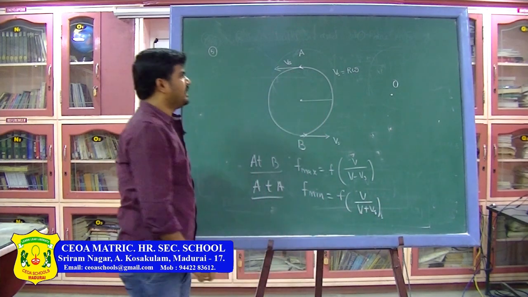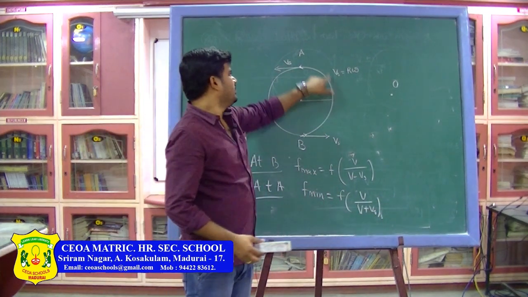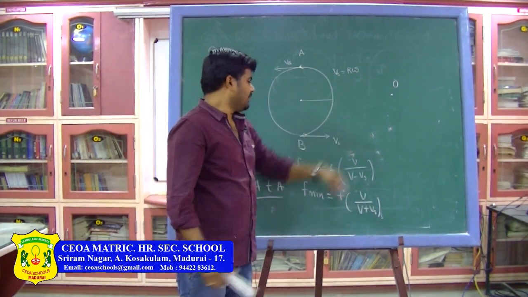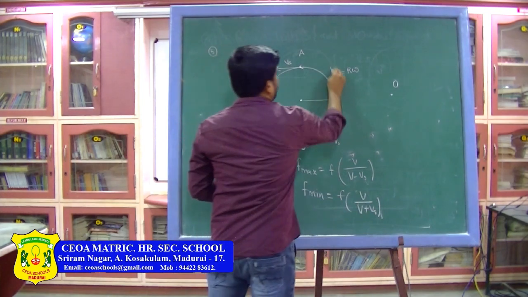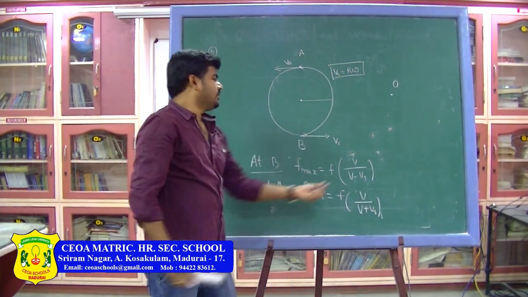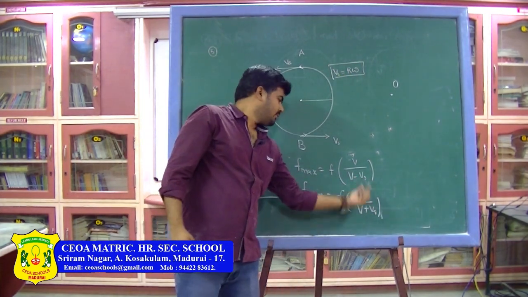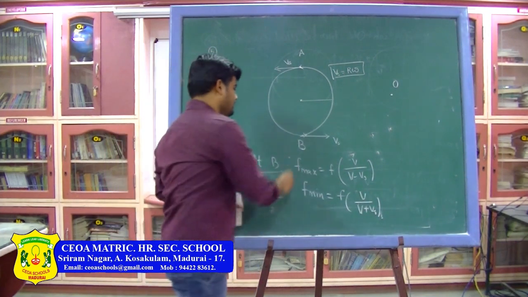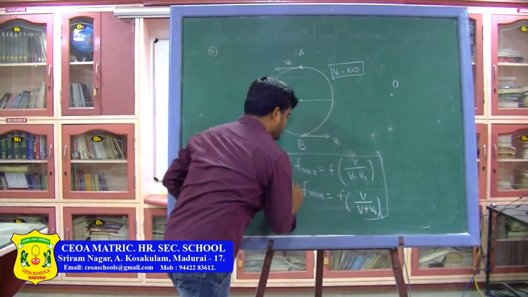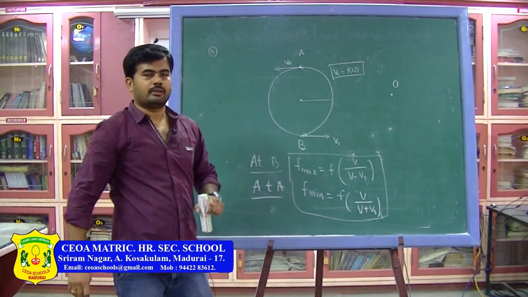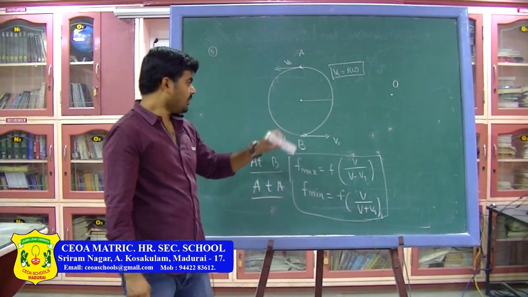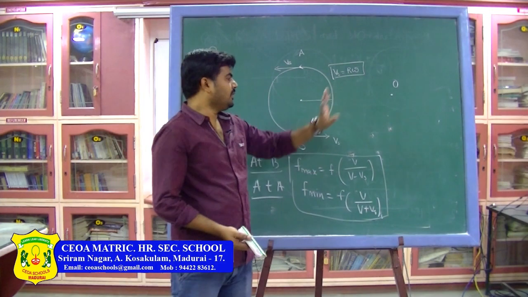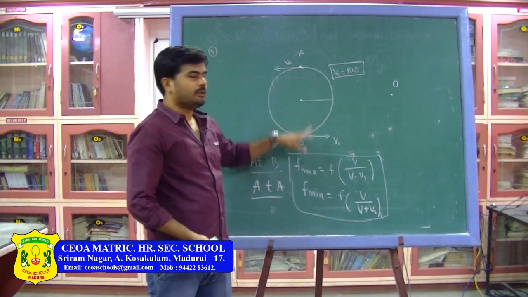Sometimes they will give the value of the angular speed of rotation of the source in the circular path. When they give the omega value, you can use the formula Vs equals r omega and substitute wherever it is required. That is another possibility of asking a question about these frequency values when the source is moving in a circular path. Next, sometimes the question will be about the number of beats heard by the observer with respect to the maximum and minimum frequency.